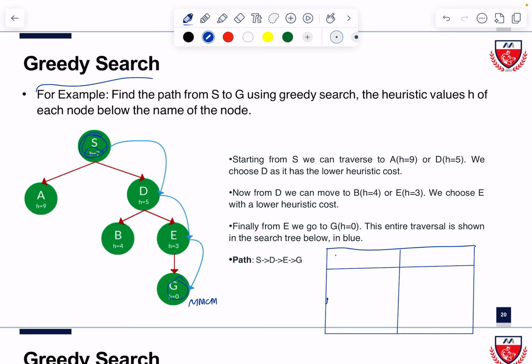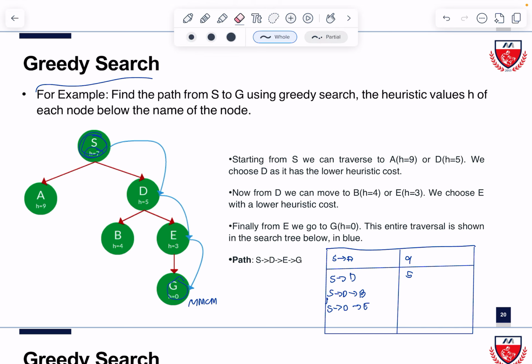So, let's start. First state, we will compare S to A, that is 9 in heuristics, and S to D, that is 5. Of course, S to D is lesser, right? So S to D, to B, that is 9. S to D, to E, that is 8. So that's 5 plus 3, right? Step by step. So that is 5 plus 3. And this one, that is 5 plus 4.